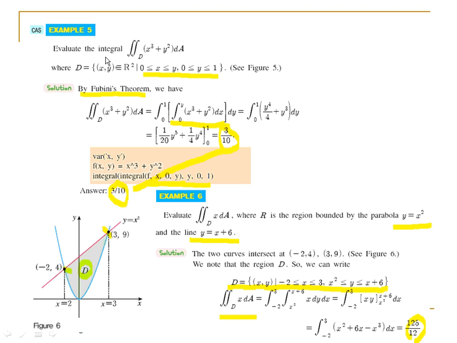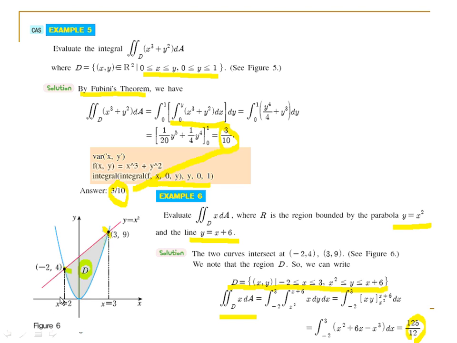Next example: evaluate the double integral of x cubed plus y squared on this region. By Fubini's theorem, we can integrate x first or y first. We can choose whatever we like, so we just integrate x first.